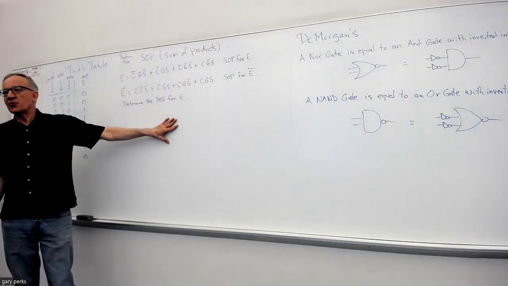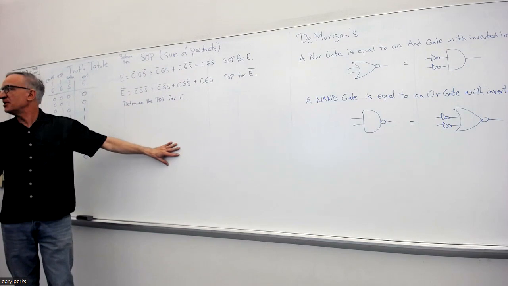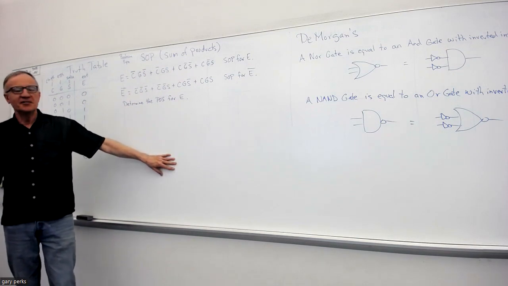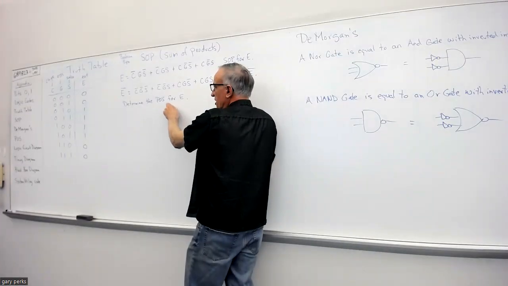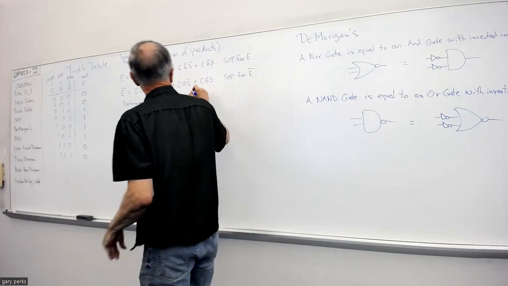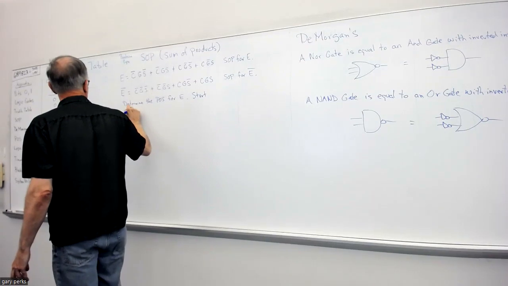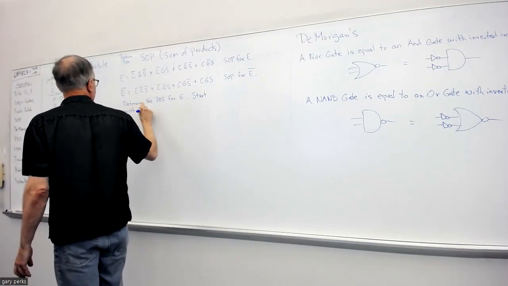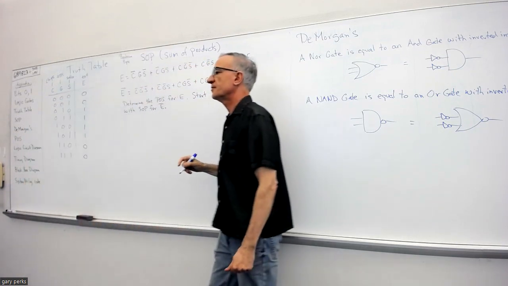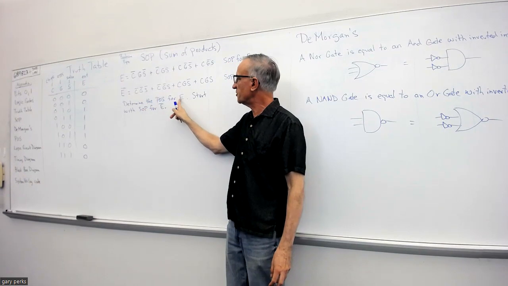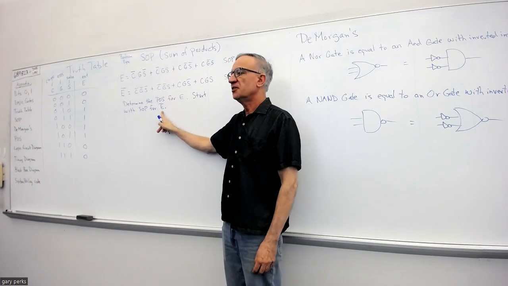Now, the next thing I'm going to write on the board, just take my word for it right now, and then in 5 minutes or so, I'll prove it to you, okay? We'll prove it together. Since we want to determine POS for E, we start with SOP for not E. You see, we want to determine the product of sums for output E, but to do that, we have to start with the SOP for not E.